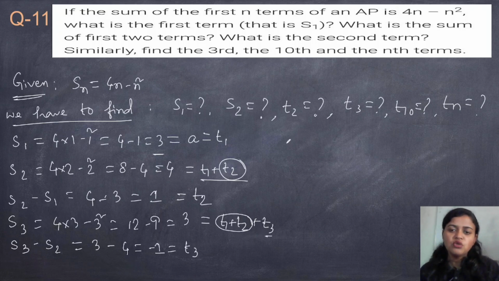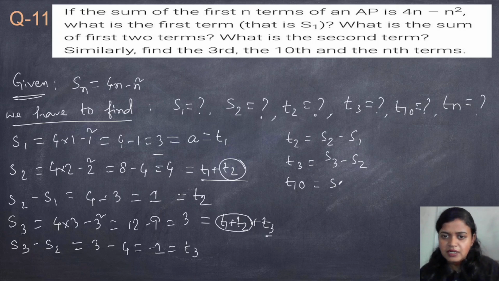So we know to find T2, we have to find S2 minus S1, right? And to find T3, you have to do S3 minus S2. So similarly, for T10, we have to do S10 minus S9. To find T2, we find S2 minus S1. To find T3, we find S3 minus S2. Similarly, to find T10, we have to find S10 minus S9.